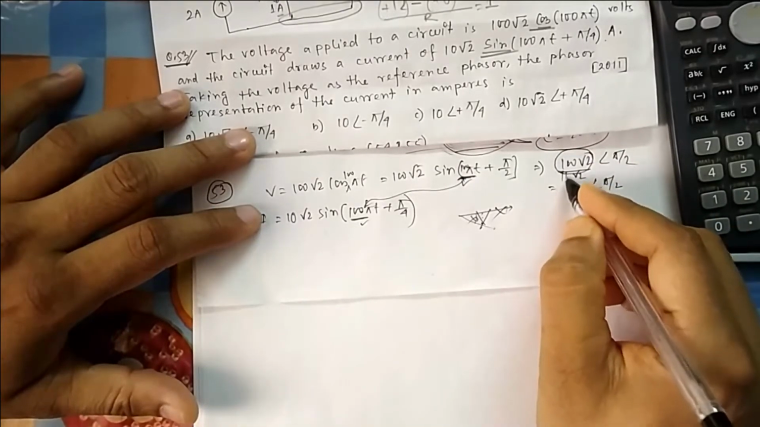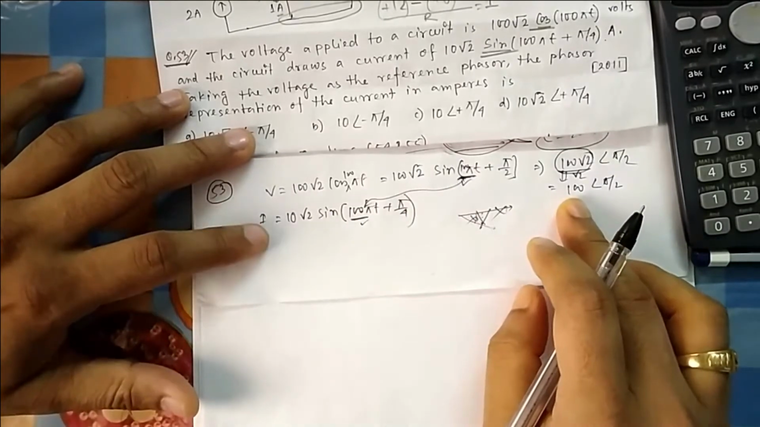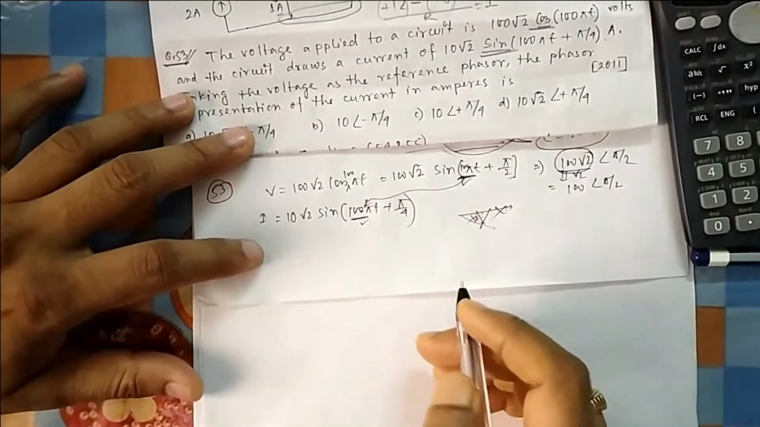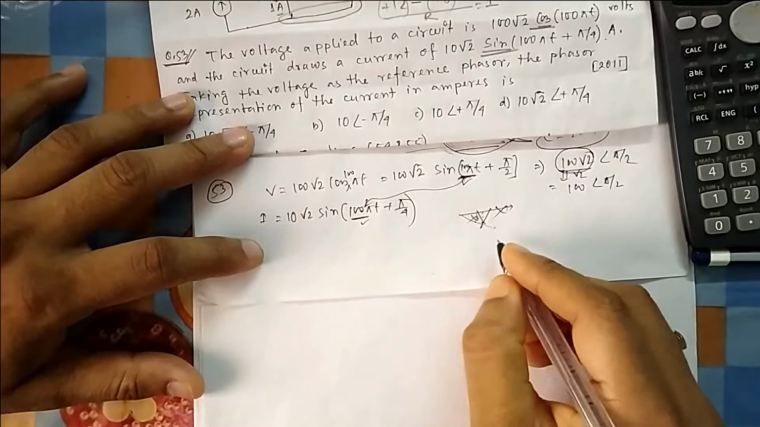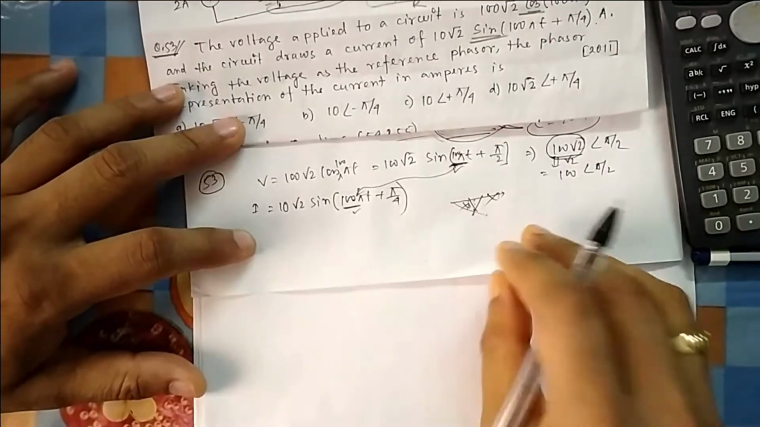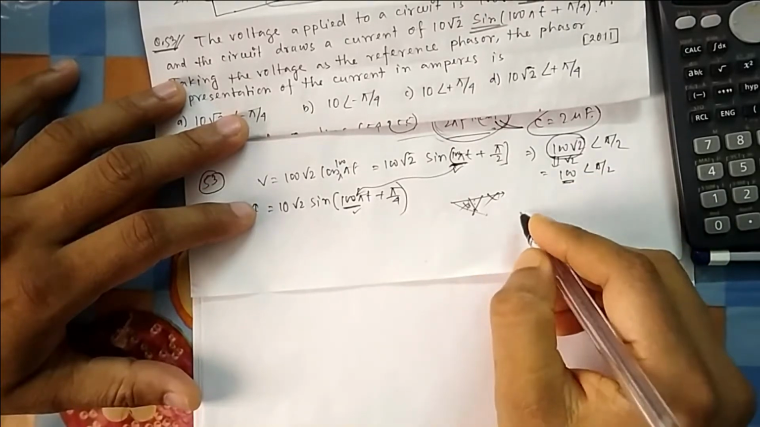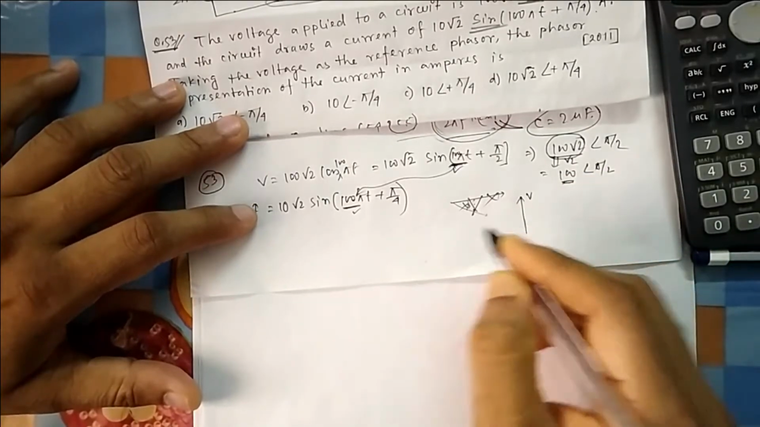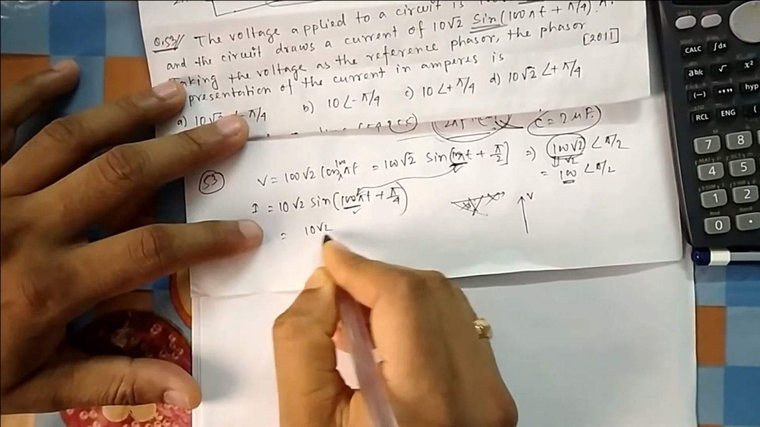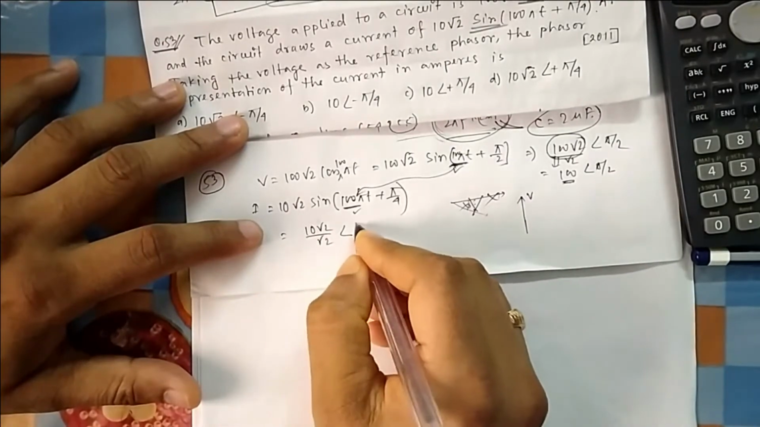You always write it as the RMS value, not the peak value, because if you say your home voltage is 230 volt at an angle of 30, then 230 is not the peak value, it is the RMS value. So 100 means the RMS value of that voltage. Your voltage is at pi by 2, and your current is 10 root 2 divided by root 2, at an angle of pi by 4.